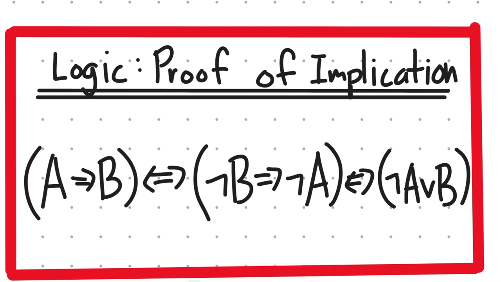In this video, we're going to talk about the proof of implication. It states that A implies B is equivalent to not B implies not A, and that is also equivalent to not A or B. This equivalence is very important to understand logic in order to use it as a proof in general in mathematics.